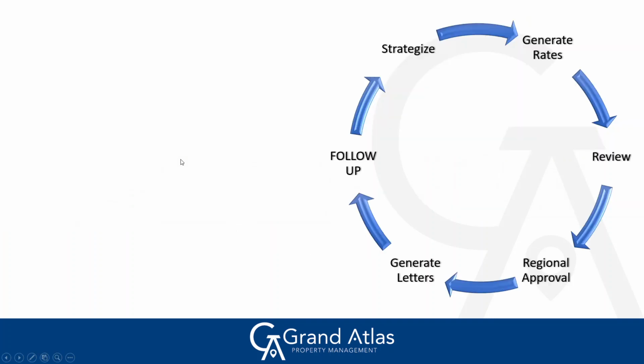As a company, we have a standardized process that we utilize, and it's a cyclical process. Every month we do the exact same thing. So what we want to ensure that we do is begin with strategizing. So we want to come up with a strategy every month as far as what we're trying to achieve with the next batch of renewals that we're going to send out.